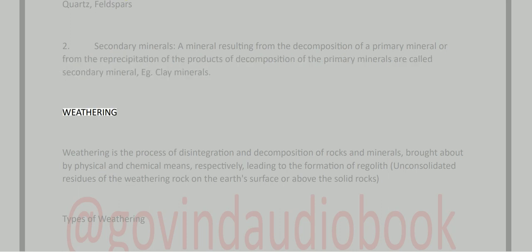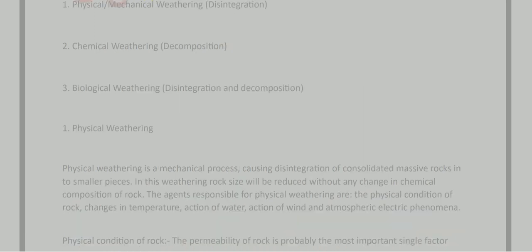Weathering. Weathering is the process of disintegration and decomposition of rocks and minerals, brought about by physical and chemical means respectively, leading to the formation of regolith, the unconsolidated residues of the weathered rock on the Earth's surface or above the solid rocks. Types of weathering. 1. Physical or mechanical weathering, disintegration. 2. Chemical weathering, decomposition. 3. Biological weathering, disintegration and decomposition.